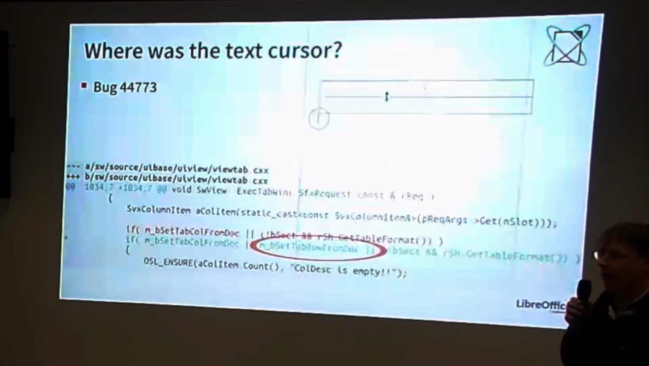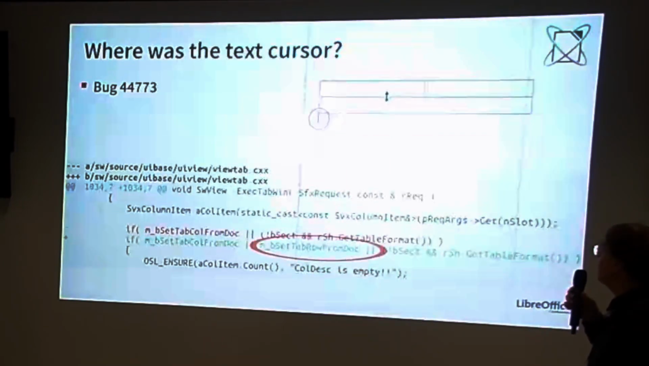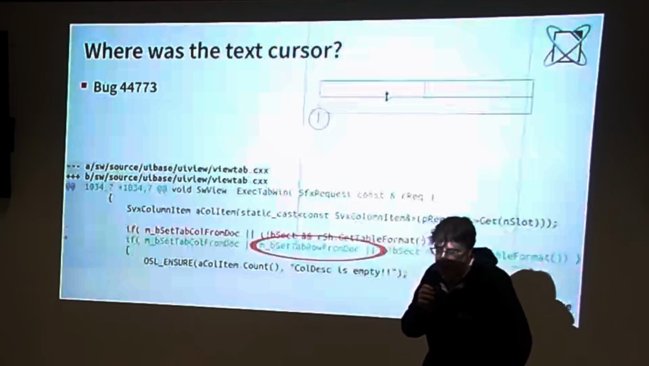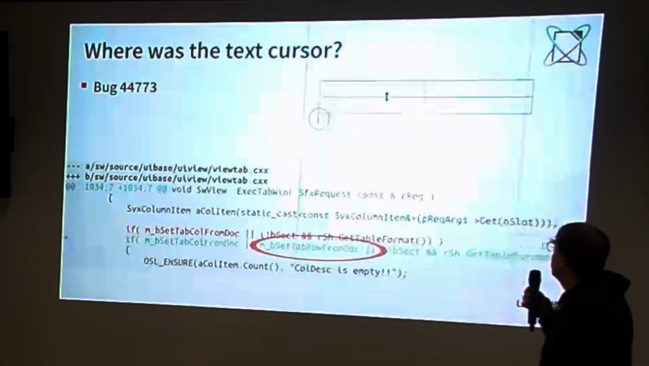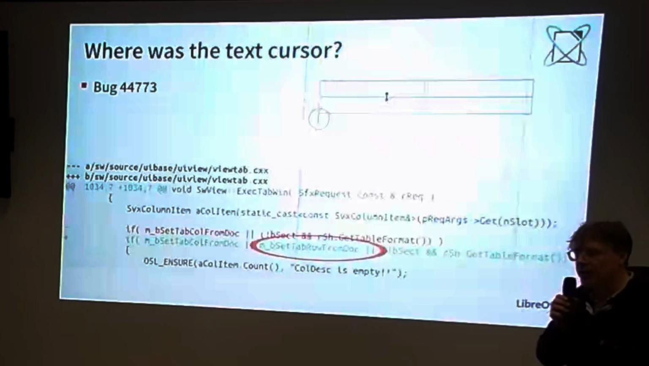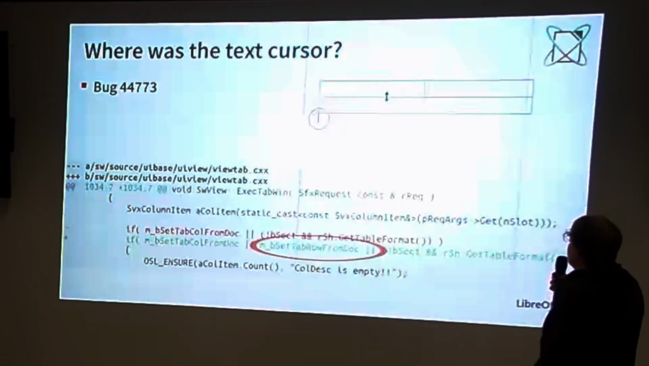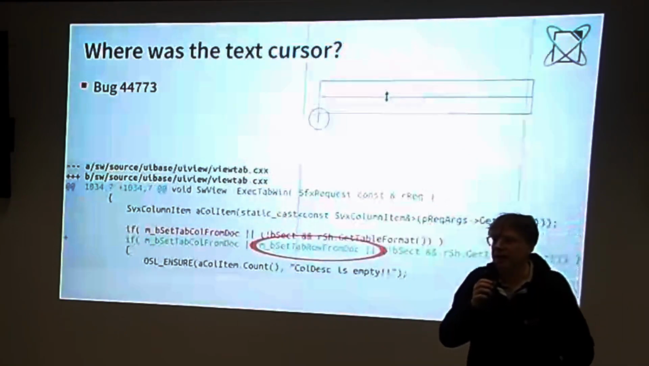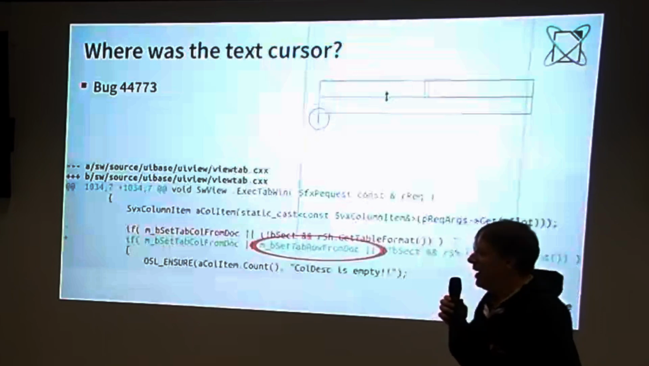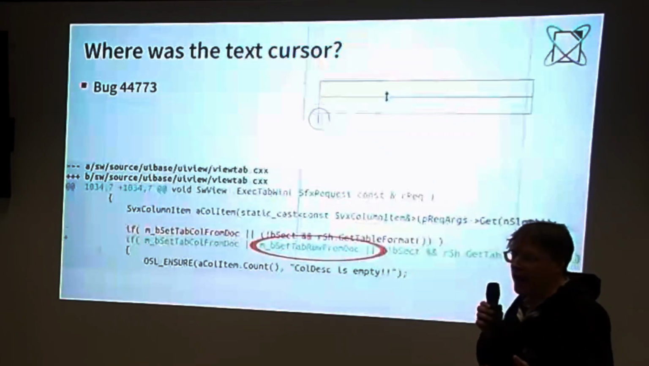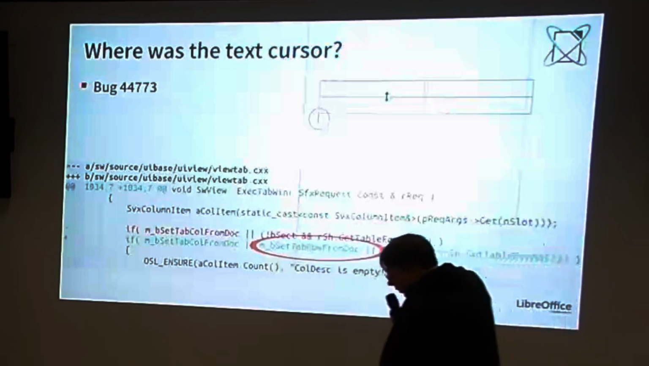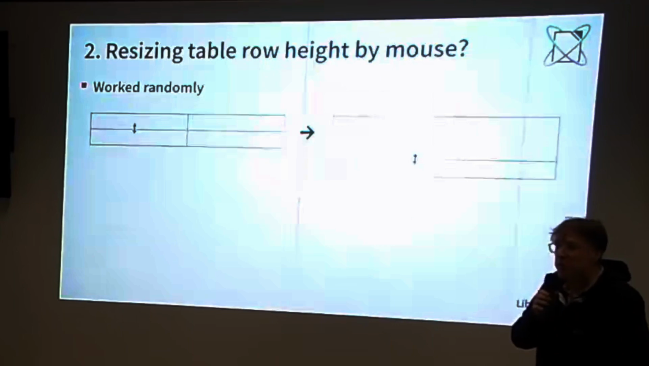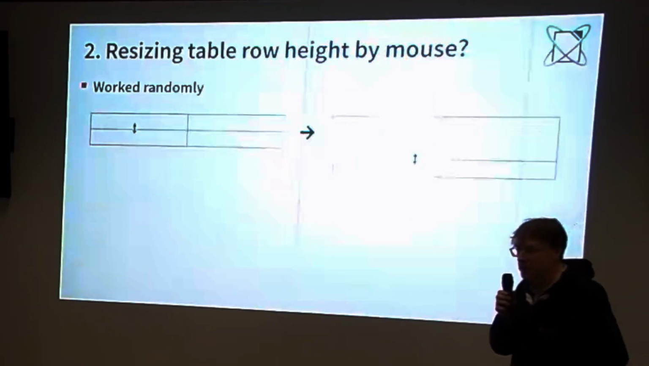But this is an old bug, maybe this 44,000 bug is, I don't know, 10 years old or more. But where was the text cursor? That was the secret. When the text cursor was outside the table, it was not possible to resize the table row. But after the first try, the text cursor position changed to inside the table, so that the next try was successful.